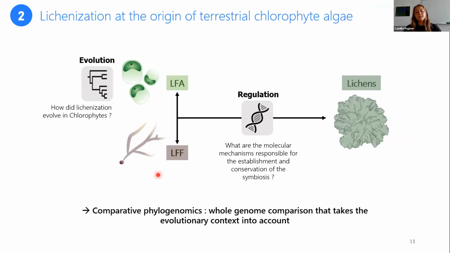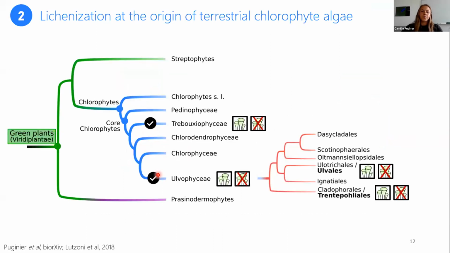Thanks to this comparative phylogenomics approach, we were able to show that the ability to form lichens wasn't acquired in the ancestor of both Trebouxiophyceae and Ulvophyceae, which means that lichenization was gained at least once in Trebouxiophyceae and at least once in Ulvophyceae. This result is actually coherent with previous studies of ancestral state reconstruction, and now we have the phylogenomic proof of this hypothesis.